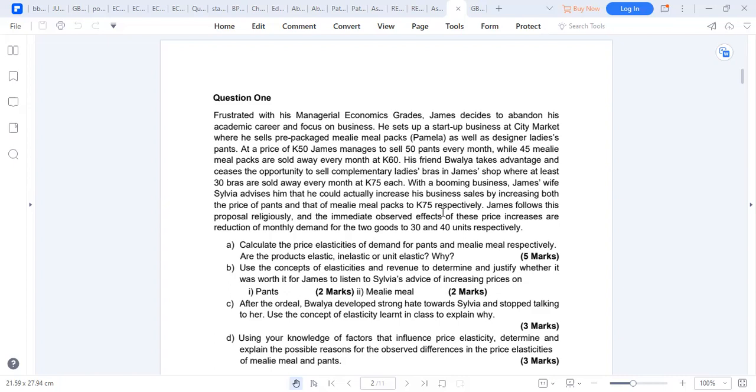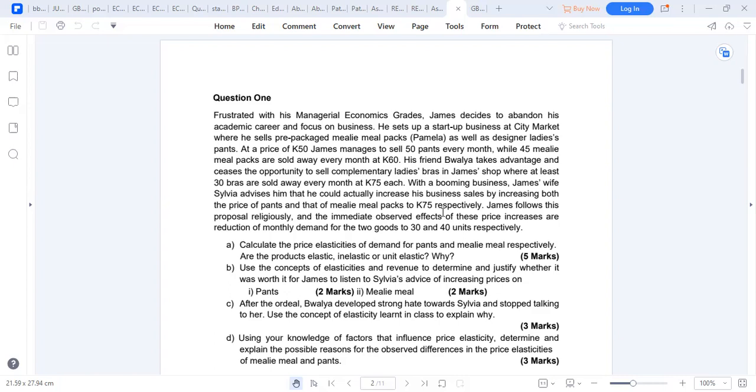With both businesses booming, James's wife, Sylvia, advises him that he could increase his sales by increasing both the price of pants and that of mini meals to 75 respectively. James follows her proposal religiously and immediately observes a reduction in the monthly demand for the two goods to 30 and 40 units respectively. Calculate the price elasticity of demand for the pants and mini meals respectively. Are they elastic or inelastic, and explain why?